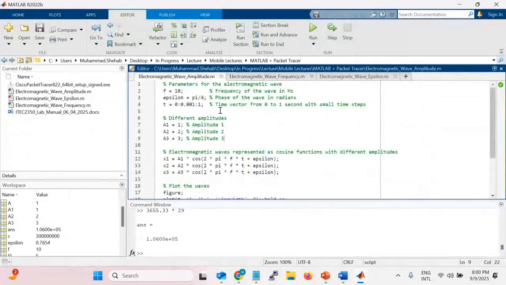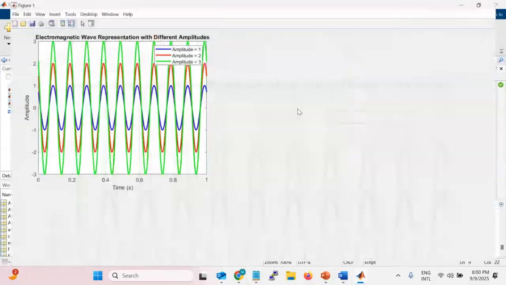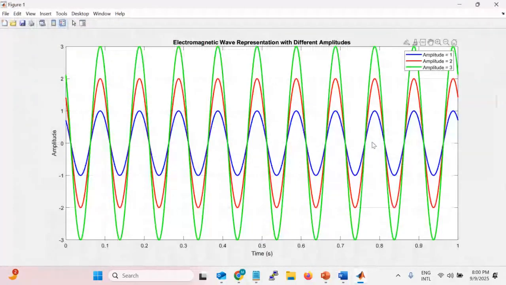Here you can see three electromagnetic waves having different amplitude. All three have the same phase and the same frequency, but the difference here is in amplitude. You can see the green electromagnetic signal has the highest amplitude. The red electromagnetic signal has the second highest. And then the blue electromagnetic signal has the lowest amplitude. So these three electromagnetic waves have the same frequency and same phase. There is no shift between them, but the amplitude is different.